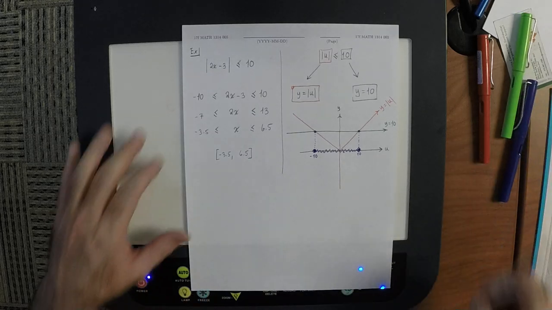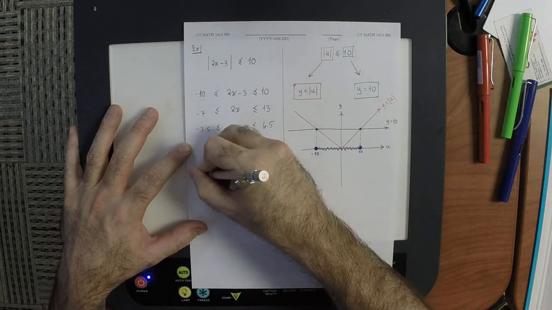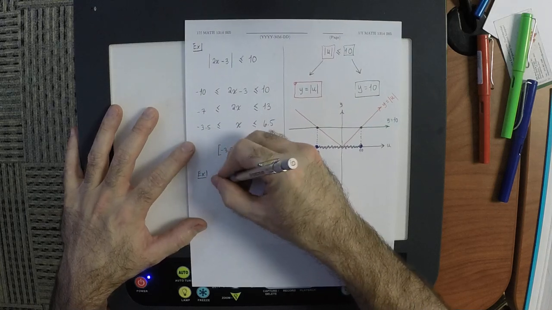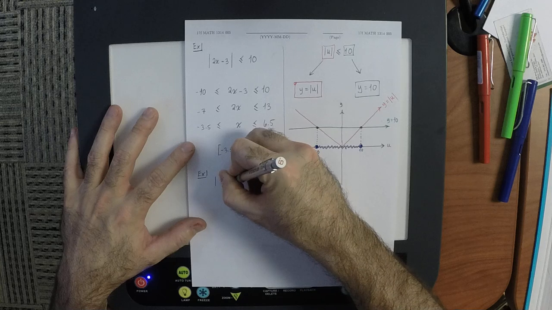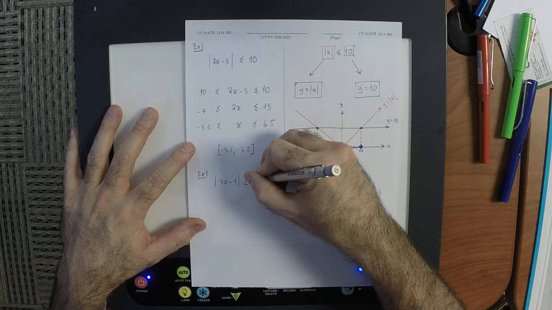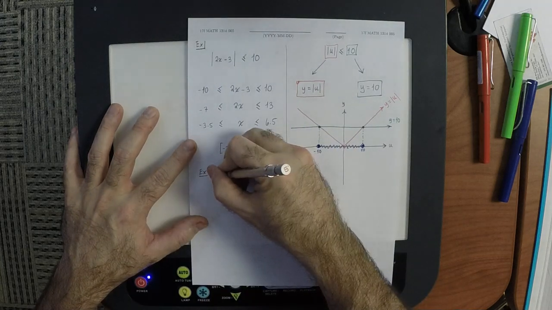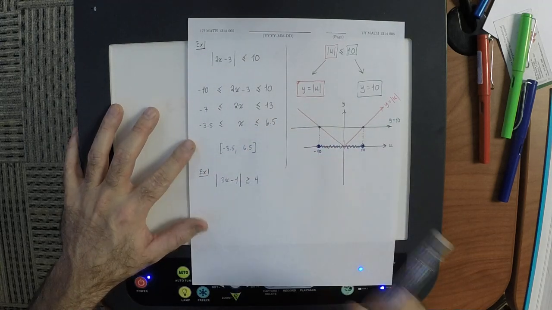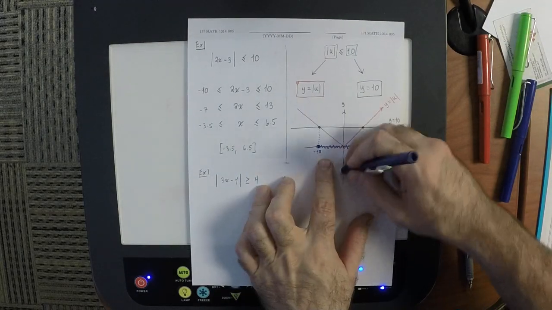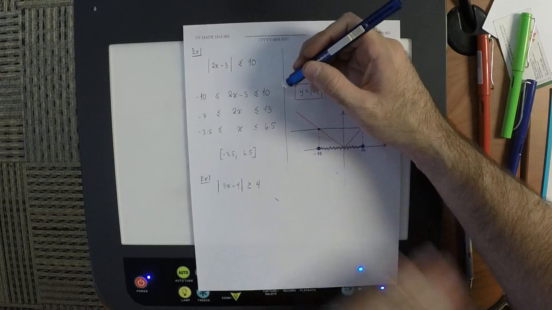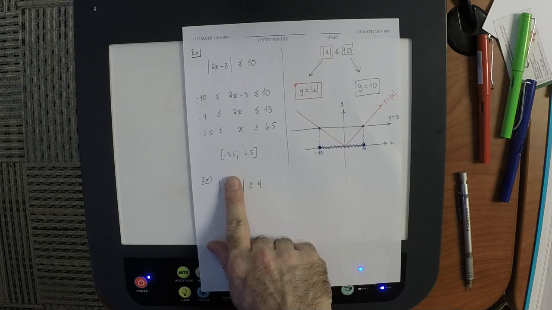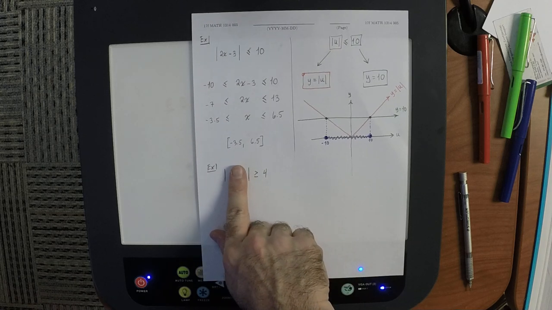Okay, let's try another one. How about the absolute value of 3x minus 1 greater than or equal to 4? So again, let's think about this algebraically for a moment. Let's cover this up and ignore what's in there for the moment and just name it u.